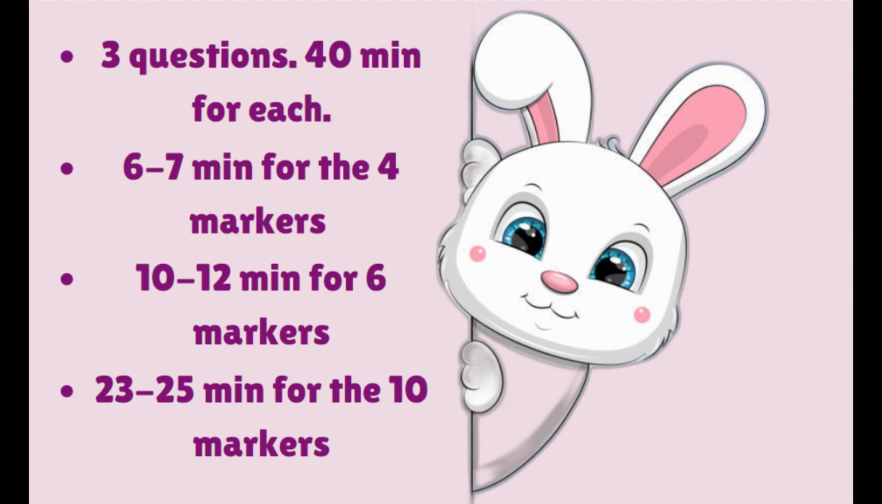Out of those 40 minutes, set 6 to 7 minutes for the 4 marker, 10 to 12 minutes for the 6 marker, and the rest for the 10 marker. Make sure you have more than 20 minutes for the 10 markers. Practice once a week by writing down what you've learned by setting a timer. Practice again and again until you can do it in the specified time.